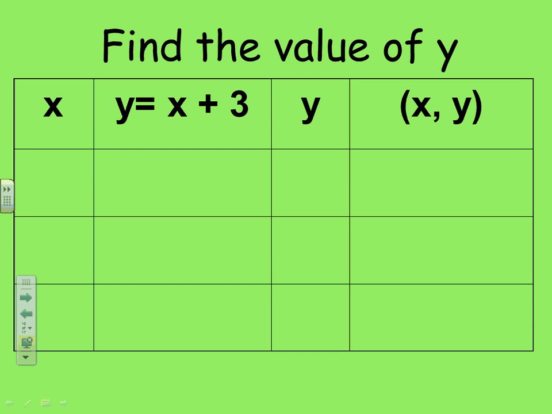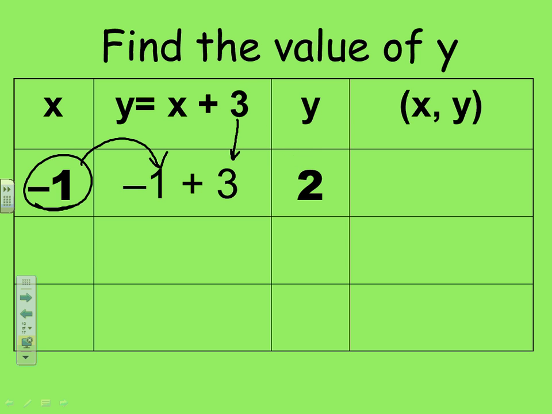So here's our rule. Our first x value is -1. Now remember, we want to substitute in that -1 for our x value, and we end up with -1 plus 3. See that -1 got substituted in for x, and that's why we're adding -1 and 3 together. That 3 just comes straight down because that's part of the rule. So our y value is 2. So our coordinate point is going to be -1, 2.